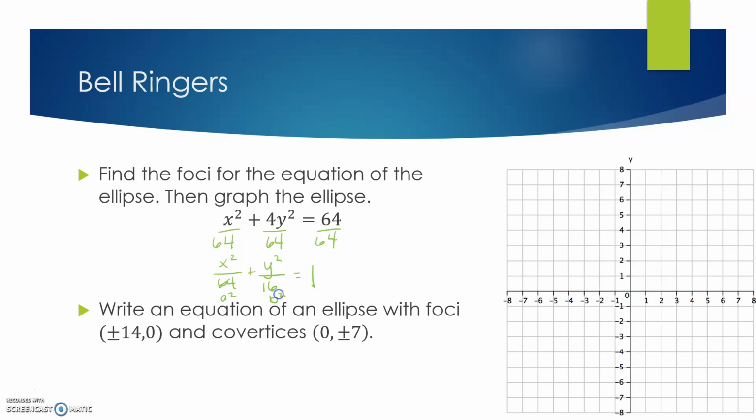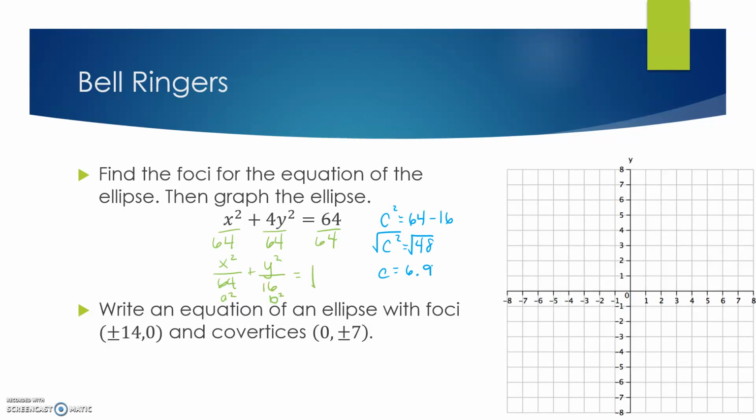I need to find the foci, so this is my a squared value. This is my b squared value, and for our foci, I'm going to have c squared equals 64 minus 16. 64 minus 16 is 48. And when I take the square root of that, it's going to be about 6.9 because it's super close to 7.